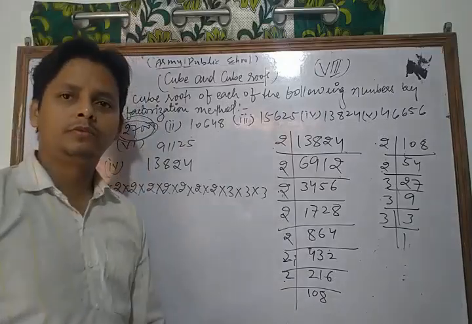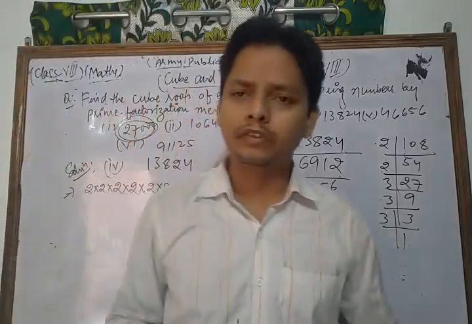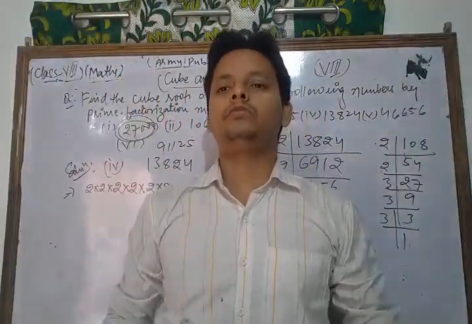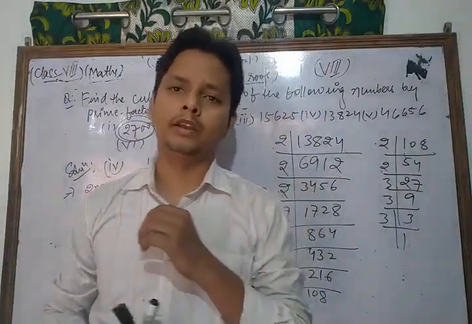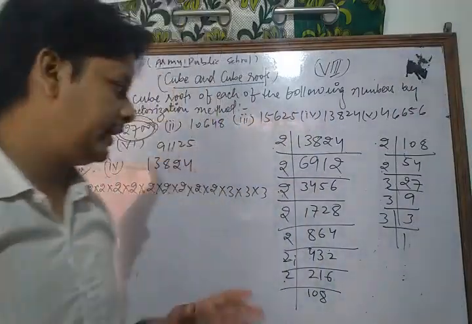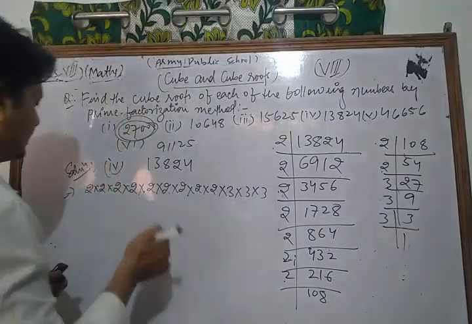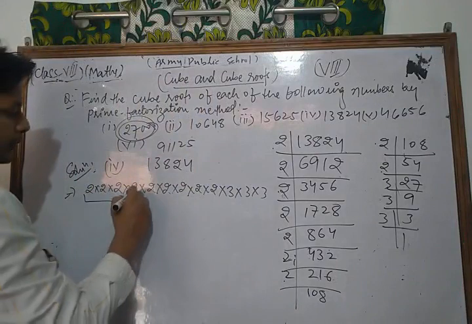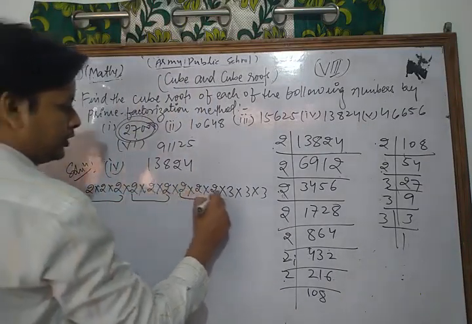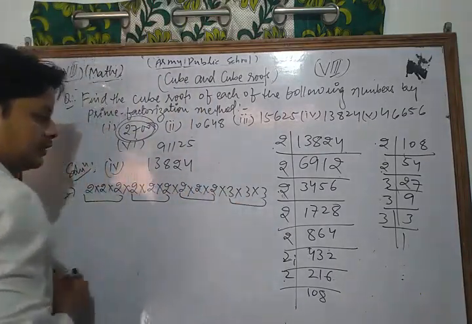So first of all we do the prime factorization, and after that we form the grouping of all factors in triplets of equal factors. So let's see here. So this 2 2 2 is a triplet, so this is a group of triplet, and this is the grouping of triplets.